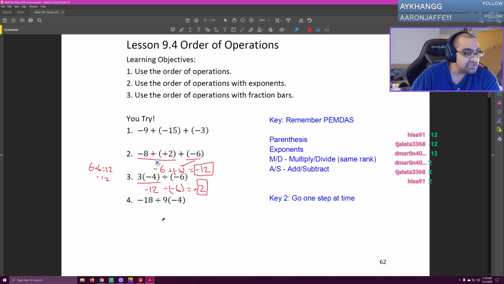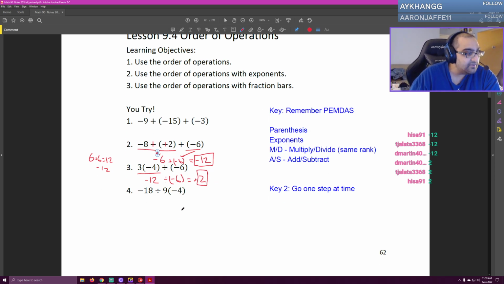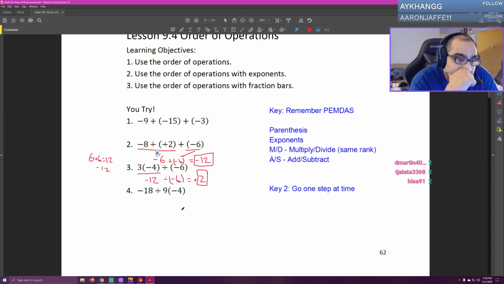Okay, let's look at this next one here. Here we have -18 divided by 9 times -4. Okay, real quick question here. Give yourself a friendly reminder. What should I do first in this problem? Multiply 9 by -4?